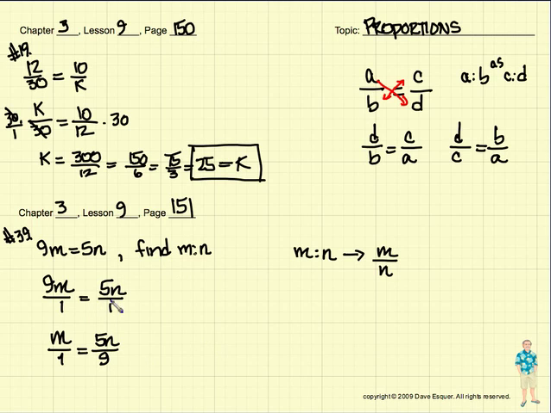9 times 1 is 9. I'm going to leave that 5 alone. I'm going to move the n down below diagonally. So I'm going to end up with m over n, times 1 is just n, is equal to 5 over 9. So I was looking for this ratio of m is to n: 5 is to 9. All we had to do was swap the n, bring it down, put the 9, bring it down. Remember, diagonally we can do that all day long. That's it for today. We'll see you all tomorrow.